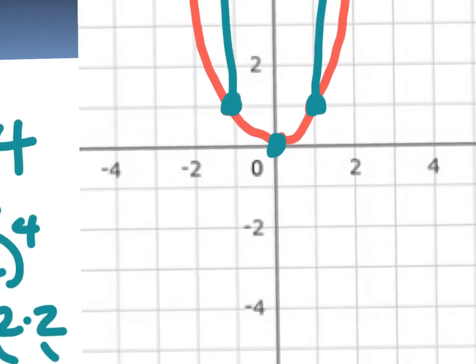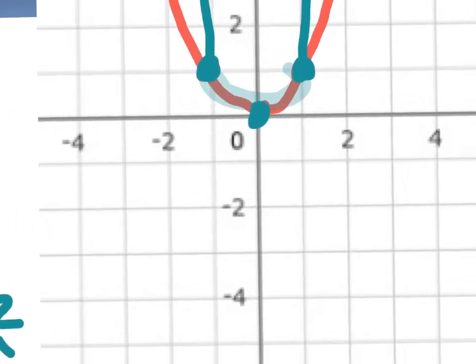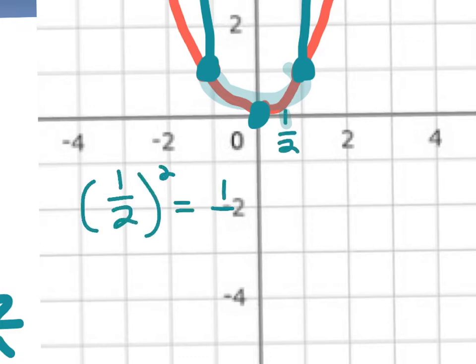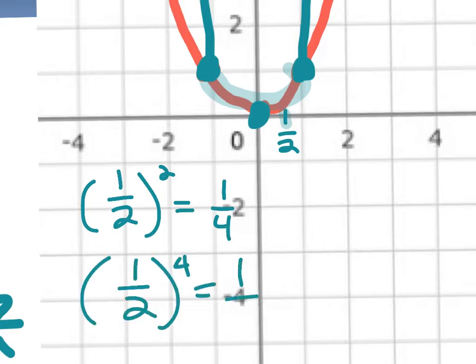But what it's saying about it being flatter in between is what happens in here, okay? So think about if I pick a number from in here. Let's say I pick 1/2. If I did 1/2 squared, I get what? 1/4, okay? If I did 1/2 to the 4th, I get 1/16. So what's happening is in between here, these points become flatter. That's all you need to know, okay?